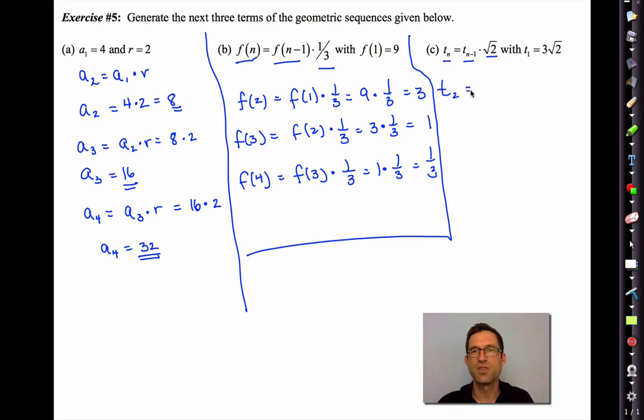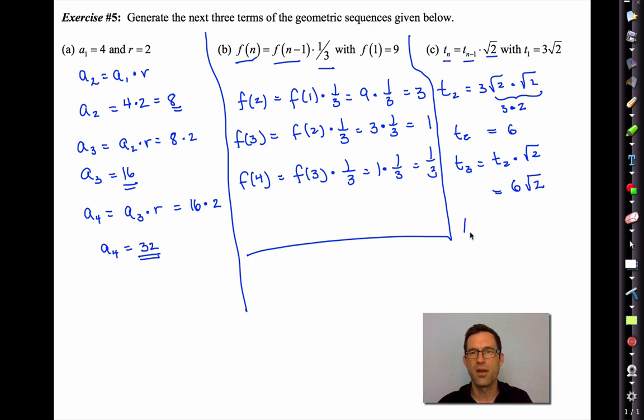So that means T2 is going to be 3 root 2 times root 2. The square root of 2 times the square root of 2 is just 2. So 3 times 2 is 6. So T2 is 6. T3 is T2 times root 2. Nothing special there. That's just going to be 6 times root 2. And I can't do anything with that.